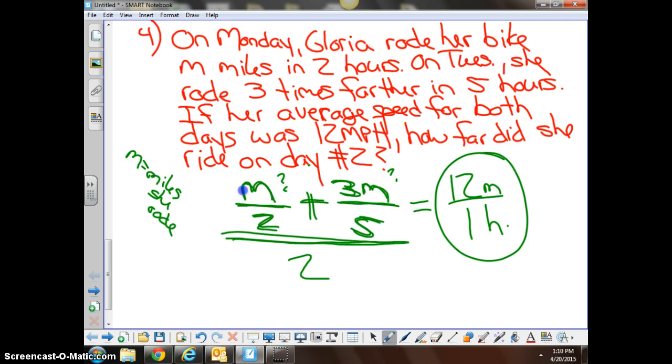So day 1 plus day 2 divided by 2 gives us 12 miles per hour. How many of you missed this step right here? Divide by 2. Walking around, a whole bunch of you had M over 2 plus 3M over 5, but you didn't divide by 2 to get the average, because 12 miles per 1 hour is the average. Yes, no? Okay, so now we've got it.